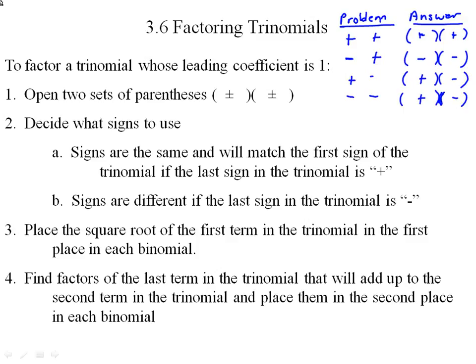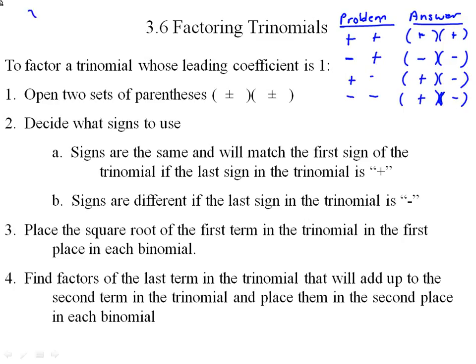Alright, so we decide on our signs. The next thing we're going to do is take the square root of our squared term. So if you have something like x squared, the square root is x. That goes in the front two spots. And then step number 4 is probably the hardest one of this whole entire process. You have to think, what can I multiply together to get the last number, but add together to get the middle number? So watch this.